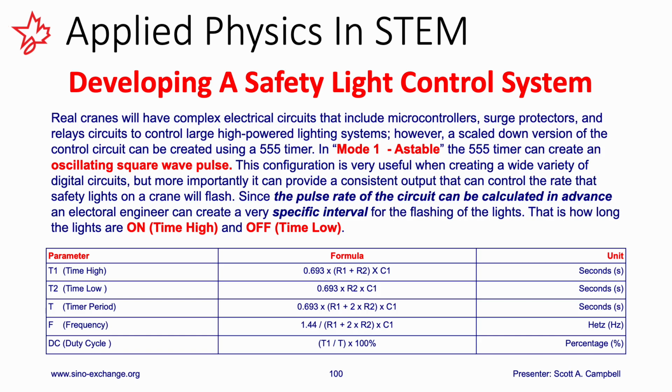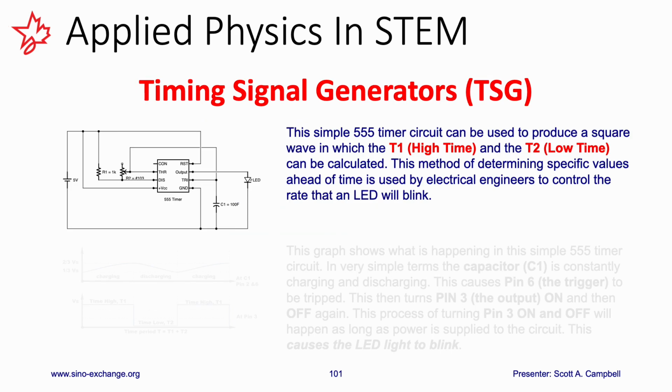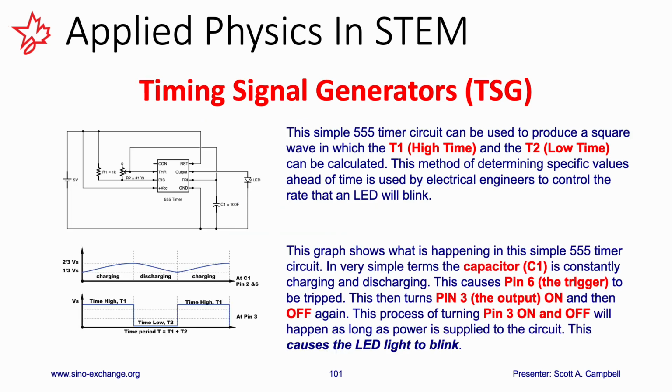Now, the 555 timer can be used in 4 different configurations. However, Mode 1, astable, is suitable for our needs as it will create a regular pulse that will cause our LED lights to flash. Furthermore, numerous formulations are needed to calculate the necessary variables. So here we can see what that circuit would look like, and there's lots of things happening in the circuit as illustrated by this graph.